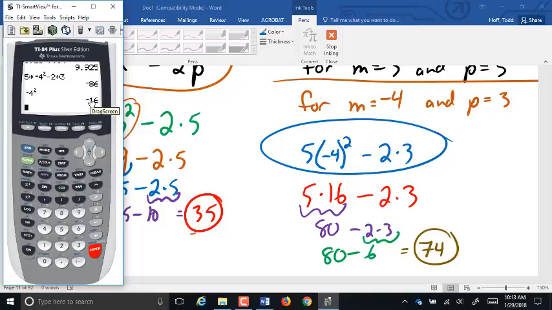Well, because the calculator follows a strict order of operations. A power, an exponent, comes before a negative. So it does the squared first, then puts the minus in front of it. To truly square a negative on the calculator, you must put it in parentheses. So negative 4 squared is a positive 16. So to do this problem on the calculator, it would have been 5 times parentheses negative 4 squared minus 2 times 3 to get the 74 that we had.